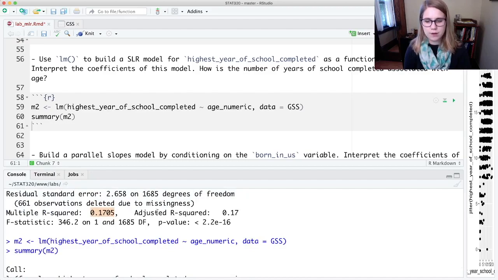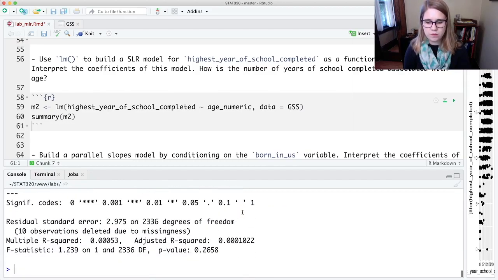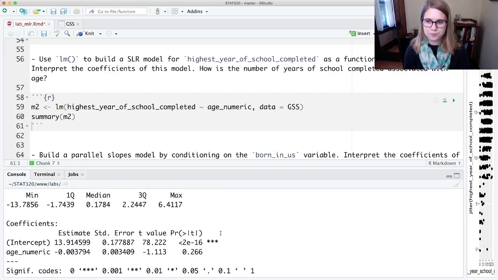This one's clearly worse. Usually if we're comparing models, we want to use the adjusted R squared. So I could have looked at 0.17 versus 0.0001. Again, this one is much worse.